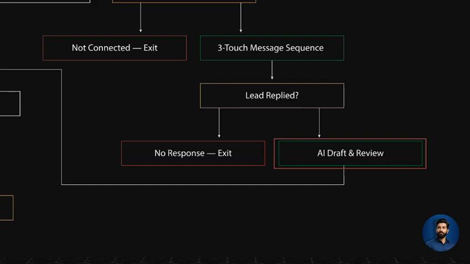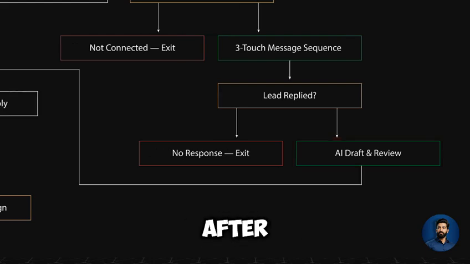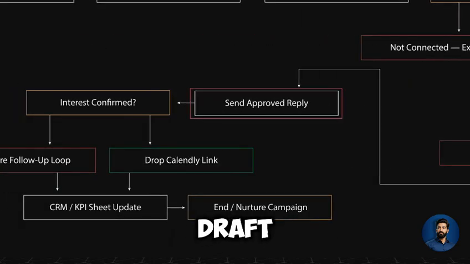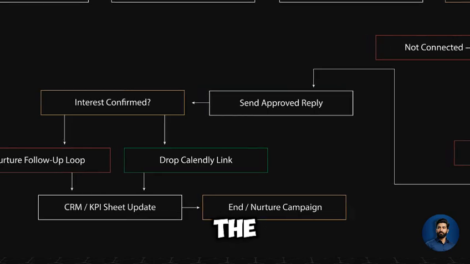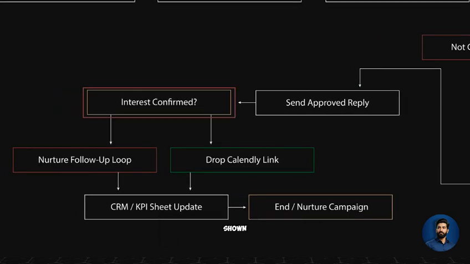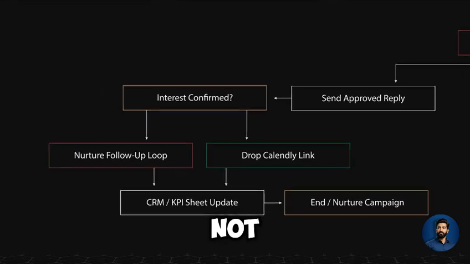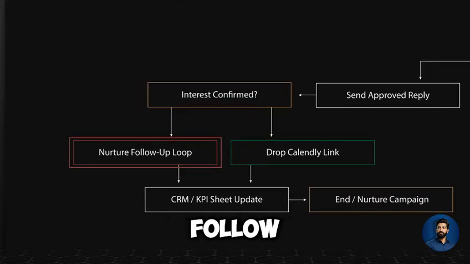The AI generates a draft reply based on the prospect's message, and you can review and edit this draft before sending. After you approve the AI's draft, the final reply is automatically sent to the prospect. The system then checks if the prospect has shown interest. If yes, it proceeds to schedule a meeting. If not, the lead enters the nurture follow-up loop.